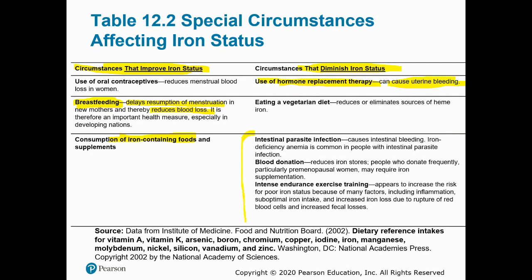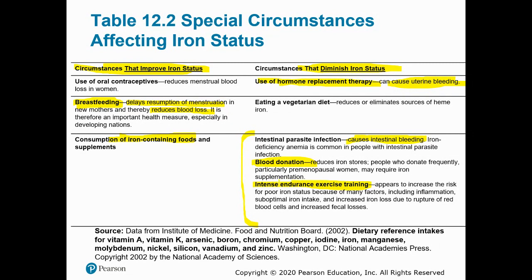Then these three down here are maybe a little more realistic. If you do have a parasite infection in the intestines, especially a pretty severe one, that could cause intestinal bleeding. So that could certainly lead to reduced iron status. Again, blood donations, like we said, you're giving away blood, that's going to reduce iron status.